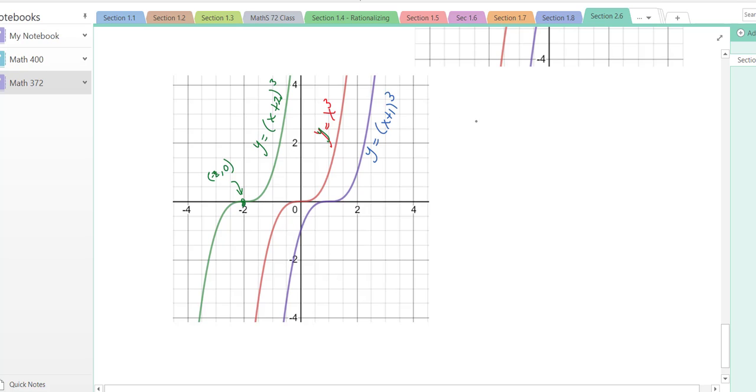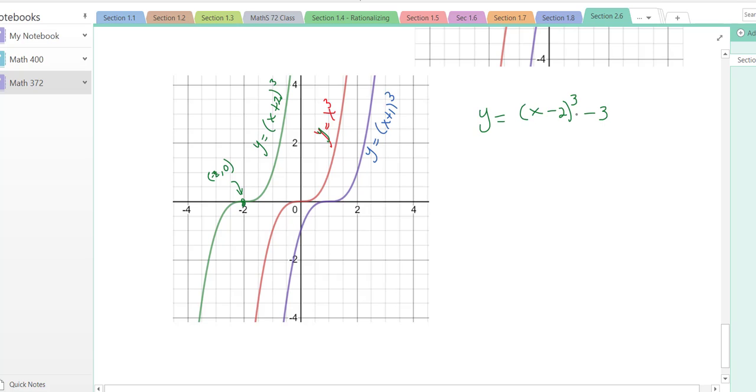So now, knowing that, if we combine it, what if we put a horizontal and a vertical shift together? Say you wanted to graph y equals (x minus 2) cubed minus 3. Any guesses what that will look like? Think about where the horizontal shift is. This cubic, where does it move to horizontally? And then what does the minus 3 do?